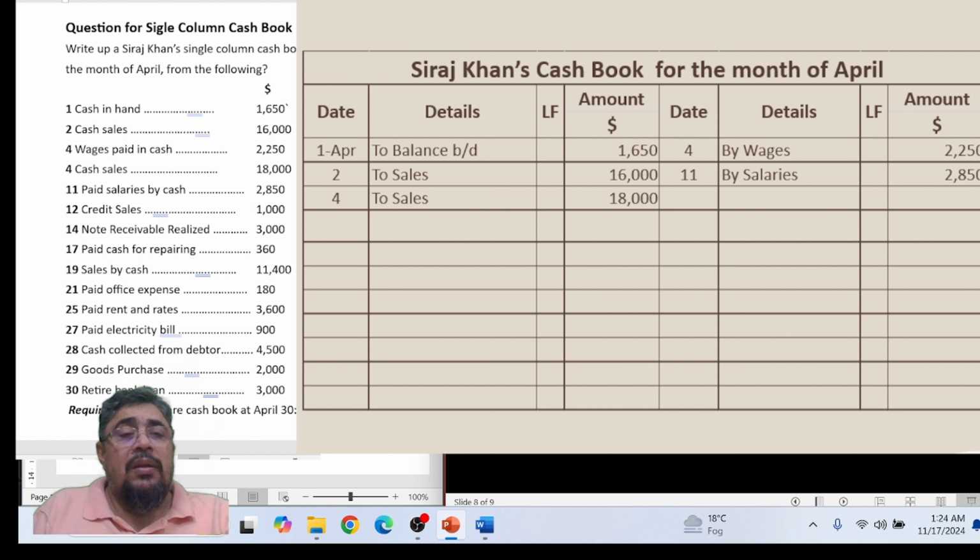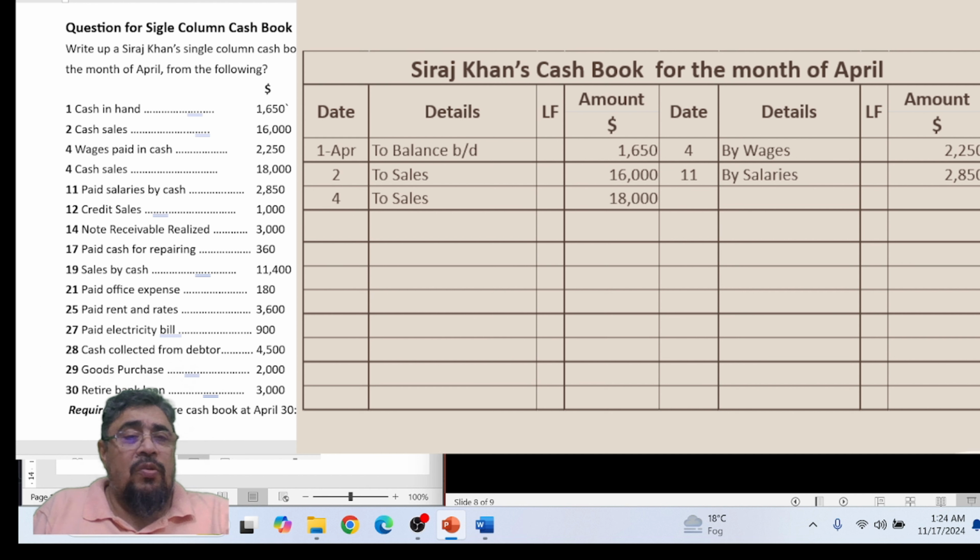Next transaction says credit sales. Credit sales mean we are not receiving any cash. It is credit, so this means it is a promise to receive the cash in future. Any transaction in which we will not receive cash or we will not pay cash, we will not record in the cash book. So leave this entry on 12th April. This is not a cash transaction, so leave this one.